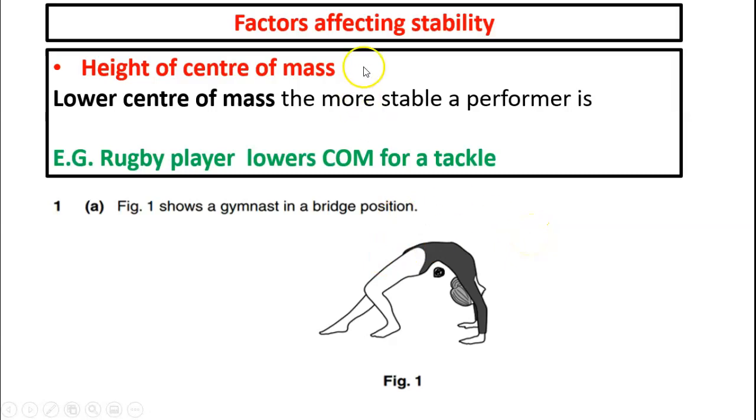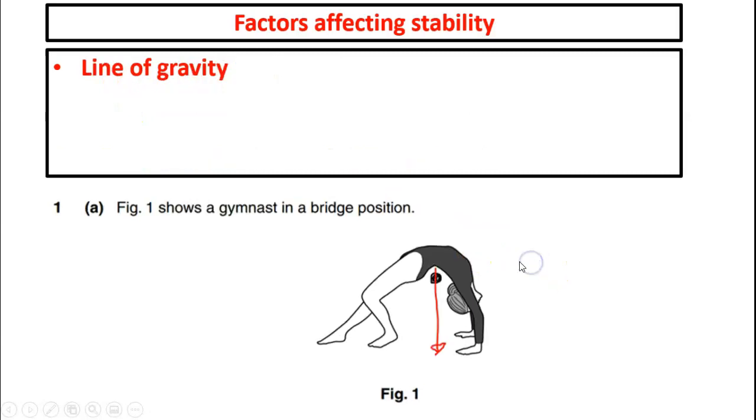On top of that then, the next factor affecting stability, if we know that the height of centre of mass is one, let's have a look at the line of gravity. Now the line of gravity, as you can see here, I've put a little red arrow going here. The line of gravity in this case is coming from the centre of mass, and it's coming right down into the centre of the base of support. So the key thing to understand with a line of gravity, and you'll be aware of this from when we've looked at the force of weight, is that gravitational pull from the earth pulling down.